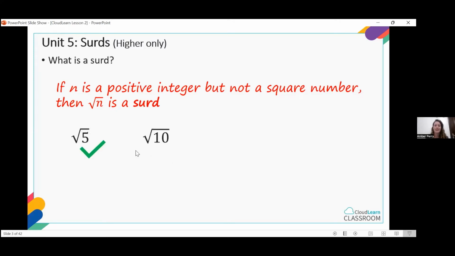The square root of 10 is also a surd. 10 is not a square number, so that's a surd. Square root of 4 is not a surd, because 4 is a square number. The square root of 4 is 2, so that's not a surd. And the square root of 0.5 is not a surd either, because that is also not a whole number. So it's not a square number, but it's not a whole number.